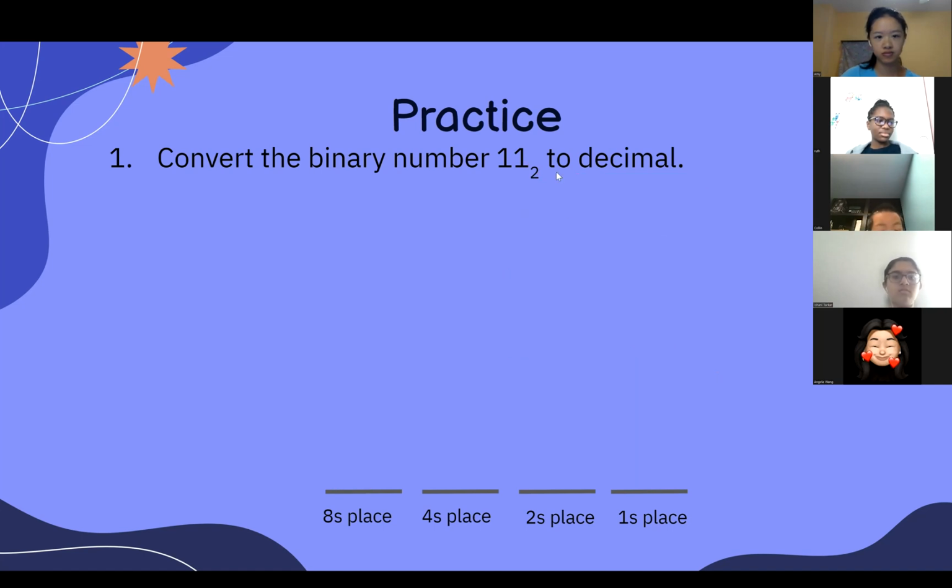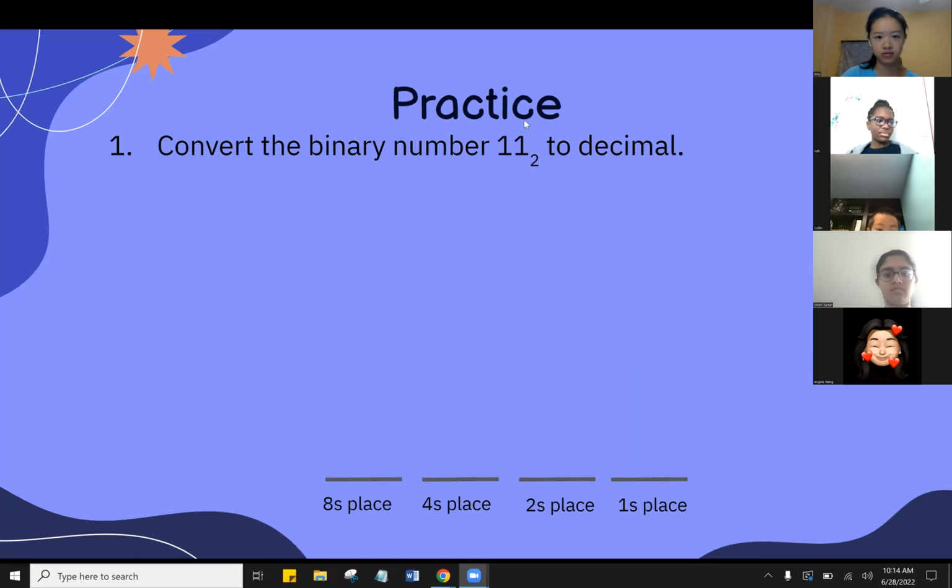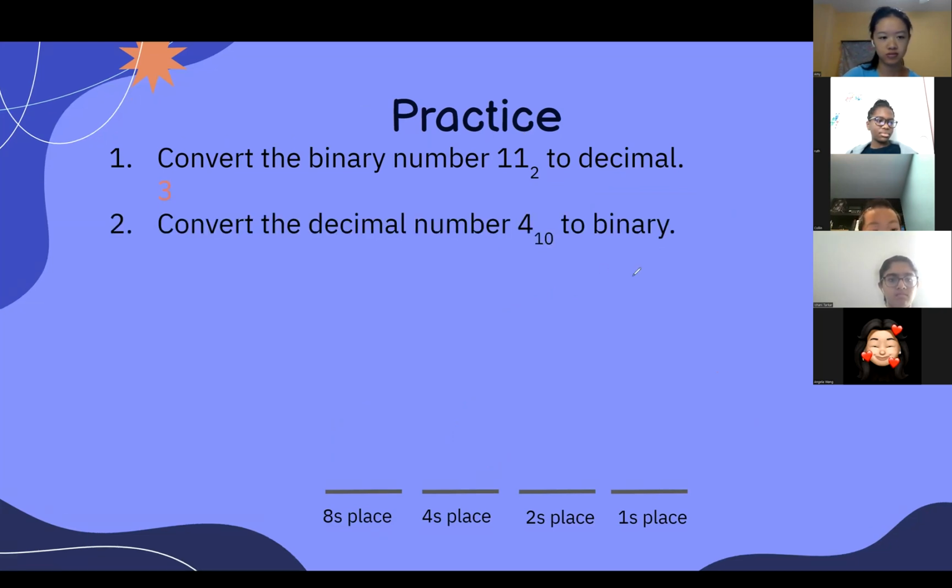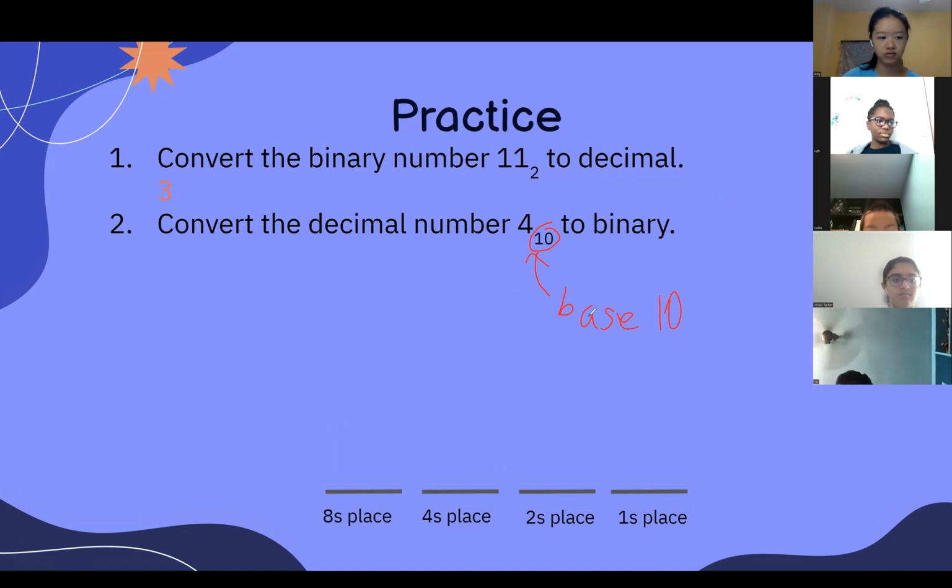Okay, the next problem. For the next problem, you're going to try to convert 4 base 10 into binary. Yeah, you guys seem to be catching on pretty quickly. The correct answer is 100. Basically, you just need a 1 in the 4's place, and that'll give you 4.